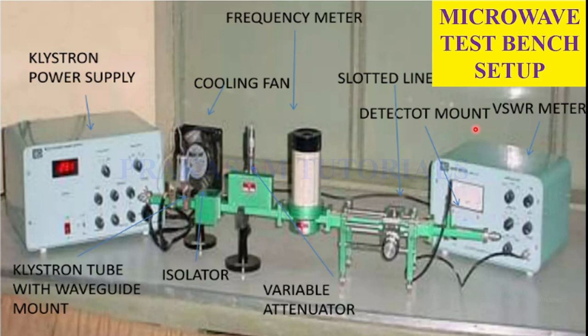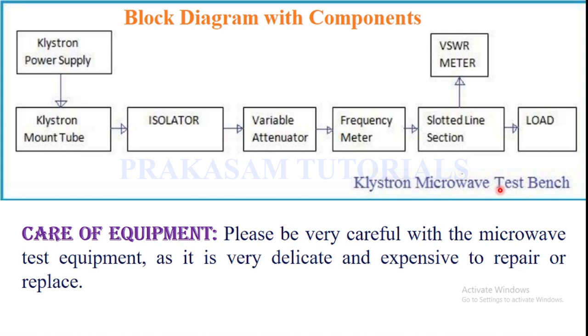And this is the setup of the microwave test bench. So this microwave bench setup consists of KLYSTRON power supply, KLYSTRON tube with waveguide mount, cooling fan, isolator, attenuator, variable attenuator, frequency meter, slotted section, slotted line, detector mount, and VSWR meter. So this is the block diagram of the microwave bench setup with components.